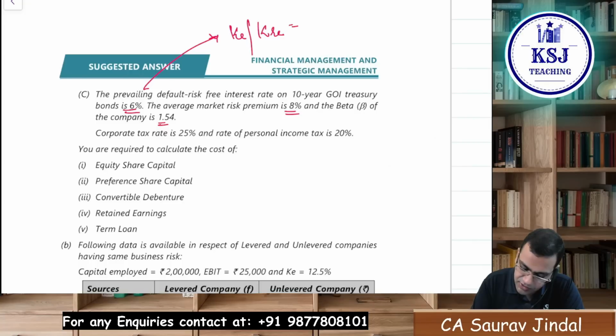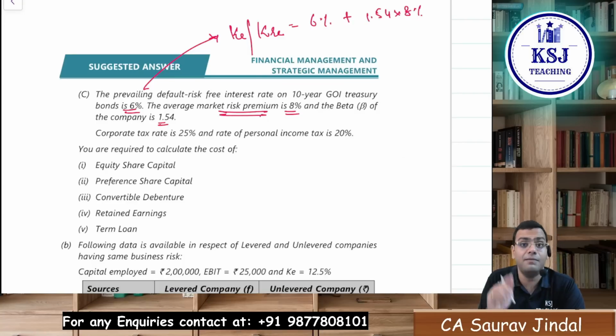That will be 6% plus 1.54 into 8%. Now 8% is the risk premium that is already given to you. So do not do 8 minus 6. No, right? 8 into 1.54 plus 6, that comes to 18.32%.